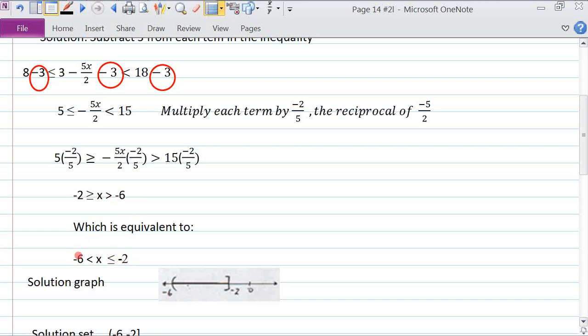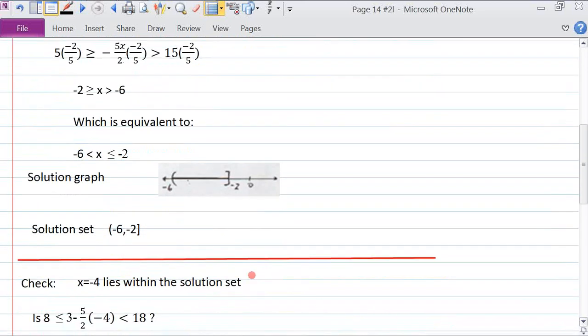Each one of these, whether we use this or whether we use that, gives us the same solution. In this case, the number is between -6 and -2. X can be between -6 and -2, but it can also include the -2 because of this equal sign. The rounded bracket indicates that -6 is not included in the solution set. So here, this is the lower end, this is the higher end, and there's the including equal sign. So this is the solution set, this is the solution graph.